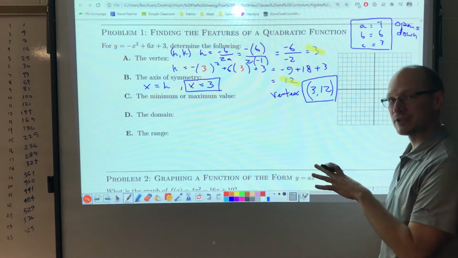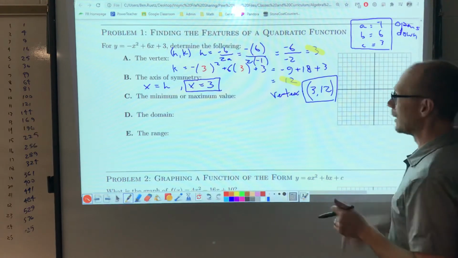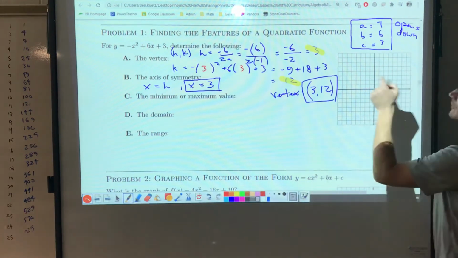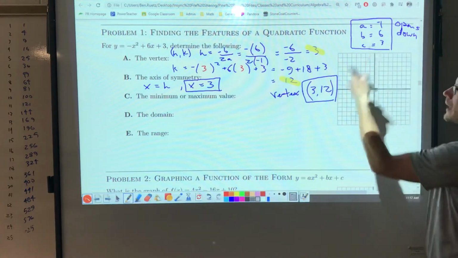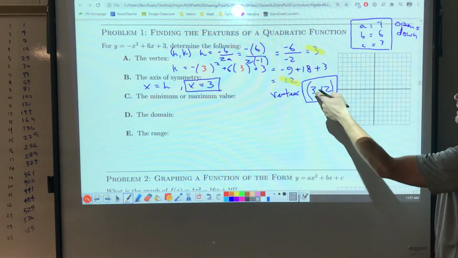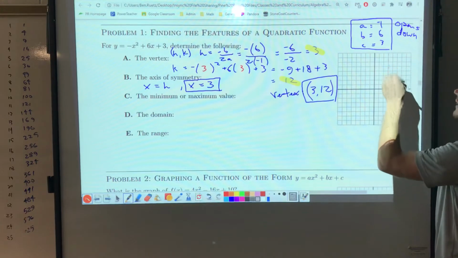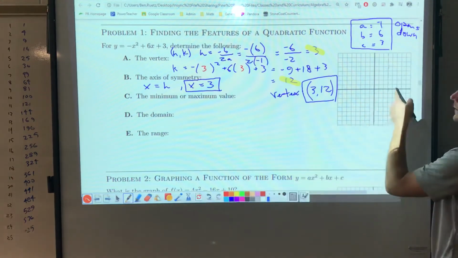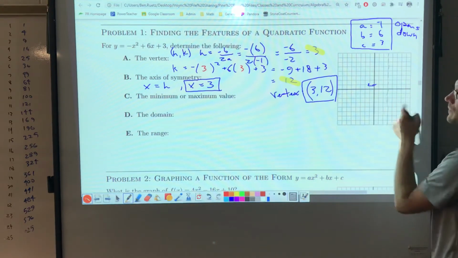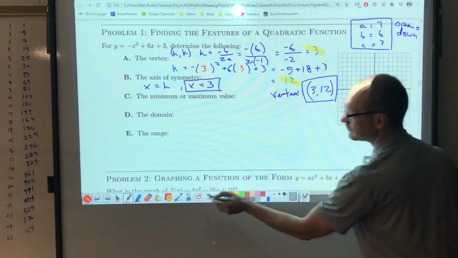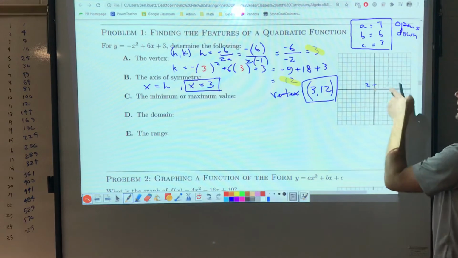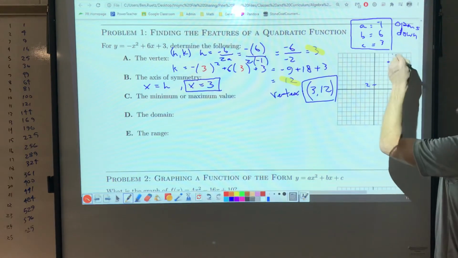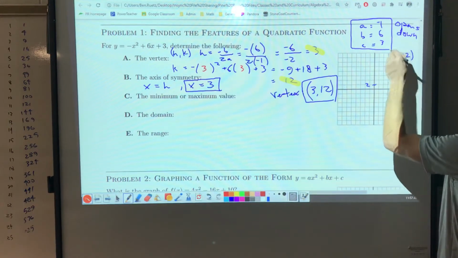Let's go ahead and graph this thing to confirm that this opens down. Oh, rats. It doesn't look like I'm going to have enough room to go up 12. I'll just make each unit worth 2. So x equals 3 is my axis of symmetry. And now the point 3, I'll make each of these worth 2. 2, 4, 6, 8, 10, 12. There's my vertex, 3, 12.